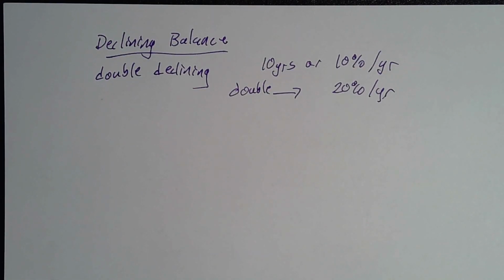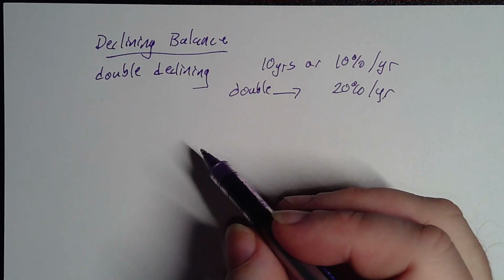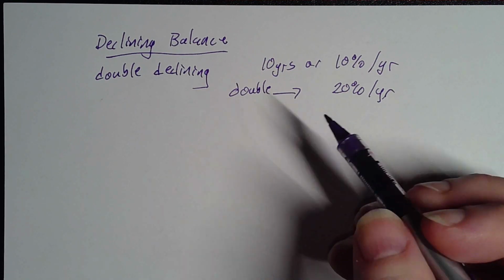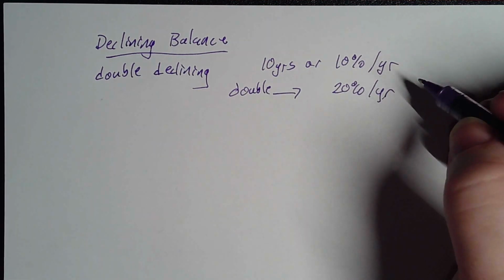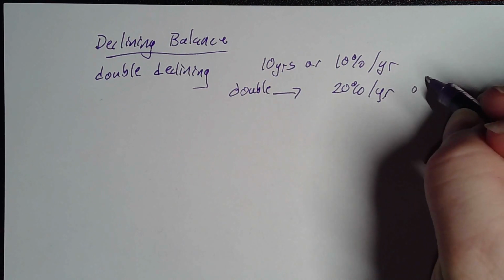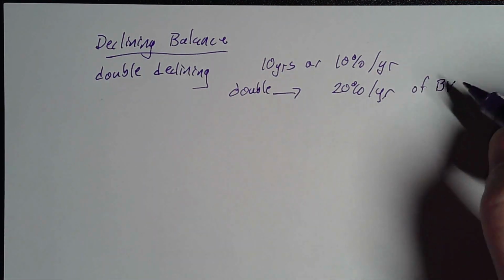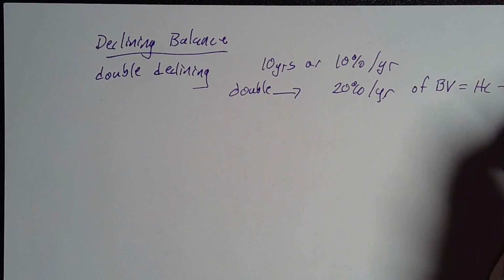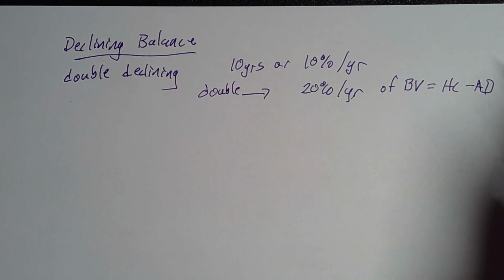Now, how do we calculate this? This is important because sometimes you get stuck on the homework if you don't have the correct formula. It's 20% of book value. Now remember, book value equals historical cost minus accumulated depreciation. So make sure you have that.